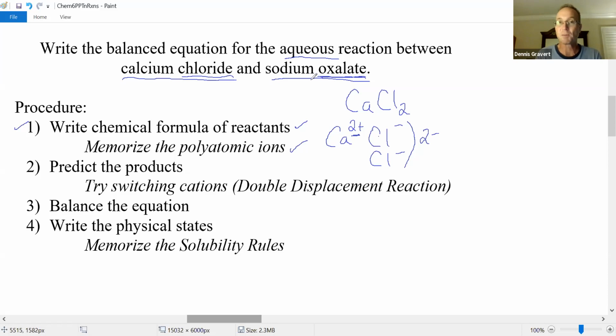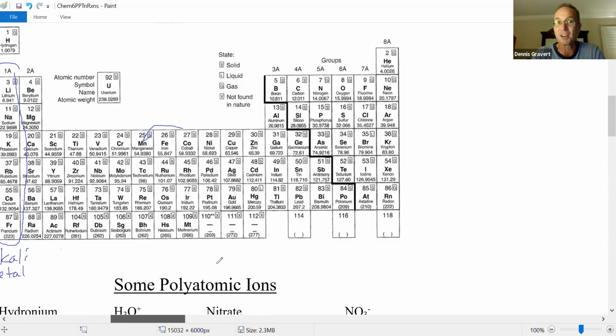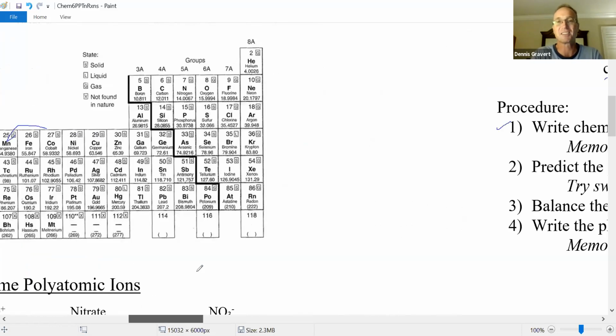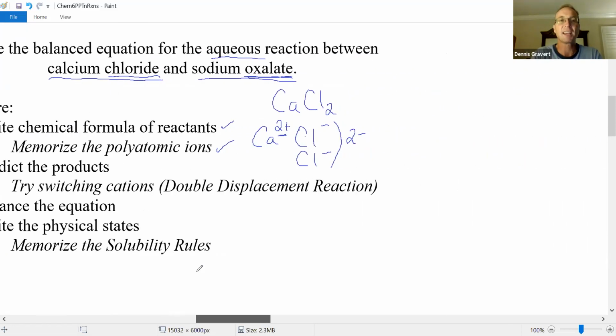Okay, let's do sodium oxalate. So sodium, you've seen that enough times, you probably don't need the periodic table. It's element 11, symbol Na. It is an alkali metal, so it loses one electron. One valence electron, it wants to kick it out to form Na+.